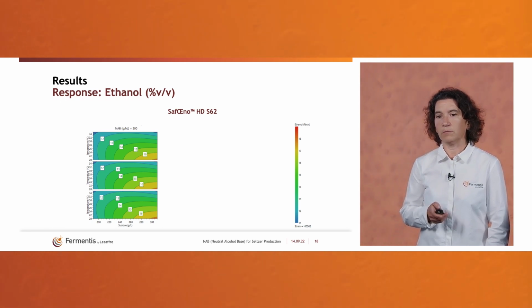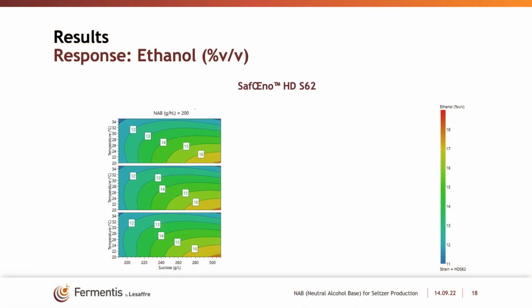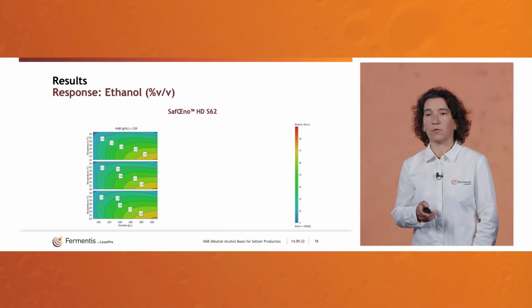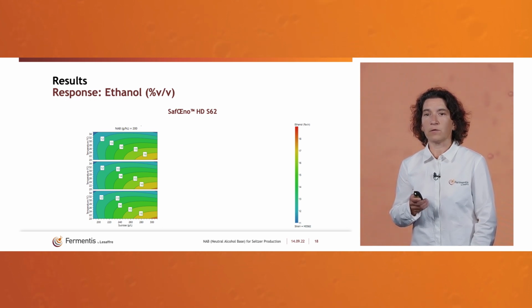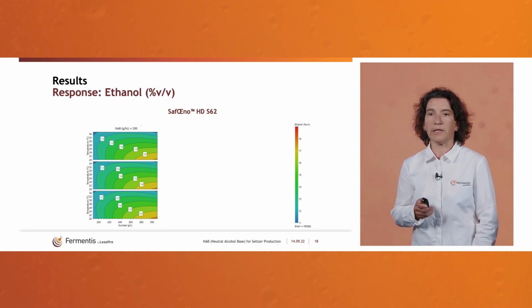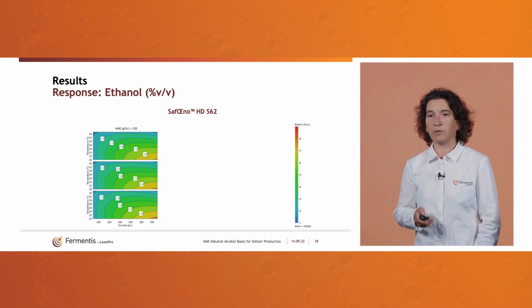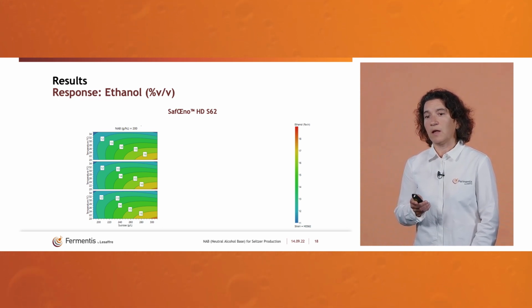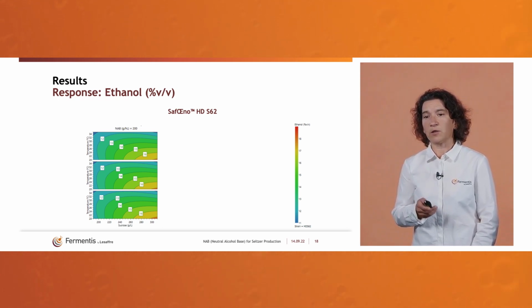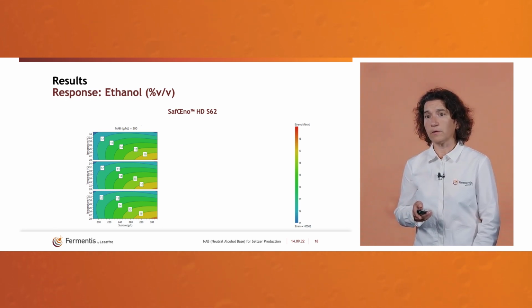The graph at the bottom is for the low pitching rate, that is to say 500 milligrams per liter. And at the top, it's the graph with the high pitching rate, that is to say 2,500 milligrams per liter. And all these graphs concern the production with NAB at a concentration of 200 grams per hectoliter. And as we can see on these three graphs, the high production of ethanol is obtained at the high concentration of sucrose and at the low temperature.